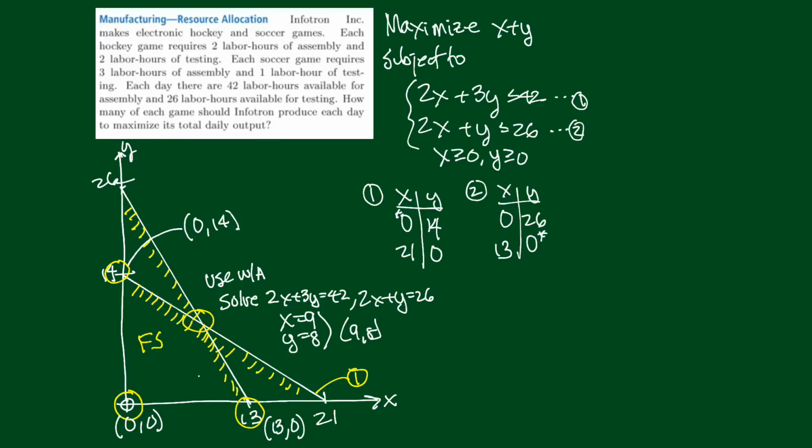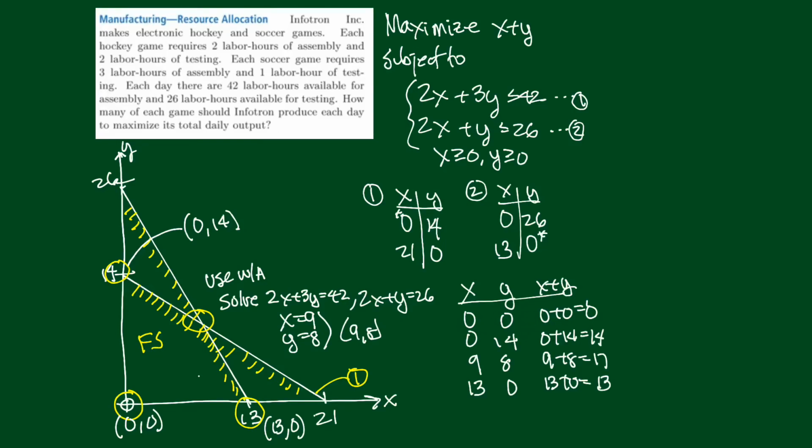Let's just test them all. So I'll just write a table. I'm going to do it right here. X, y, and x plus y. So I'm going to start here at the origin. That's 0, 0. So if I put in 0 for x, 0 for y, 0 plus 0 is 0. And that makes sense, right? If we build no hockey games, no soccer games, our output is 0. Now I'm just going to put the rest of those numbers right in here. What if we build no hockey games and 14 soccer games? That's right here. So no hockey, 14 soccer gives us 0 plus 14. That would be an output of 14.